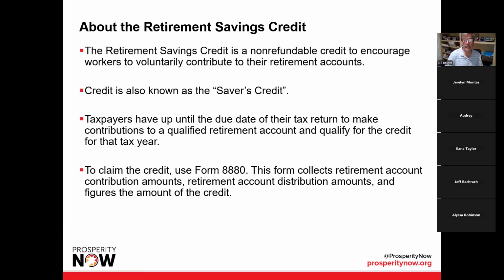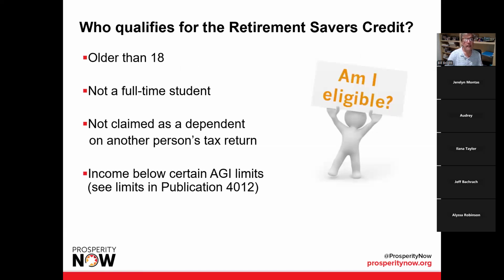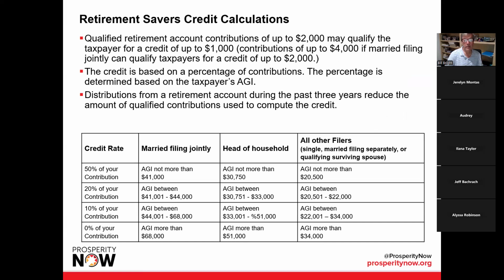Again, you have to fill out Form 8880, which pretty much populates itself once you indicate through a payroll deduction that you made the contribution. You have to be older than 18, not a student, and not claimed as a dependent on another person's tax return. Again, there are AGI issues. And here they are.